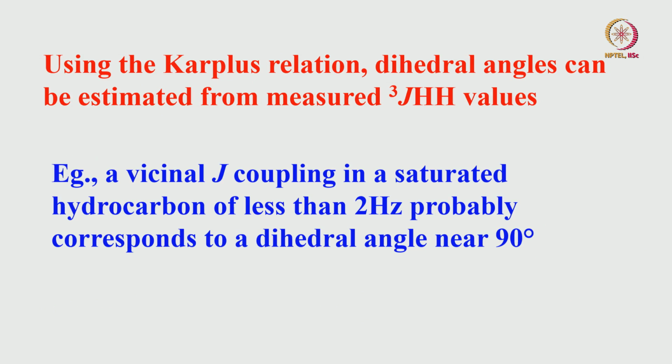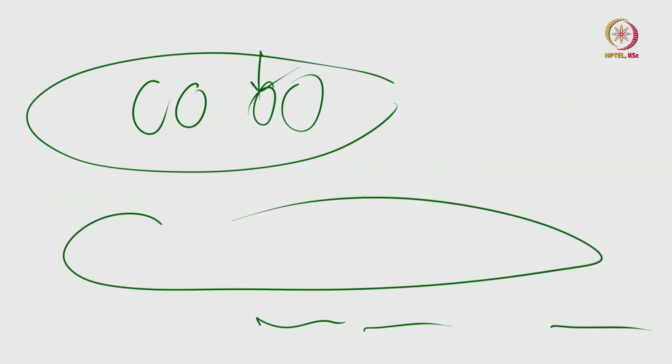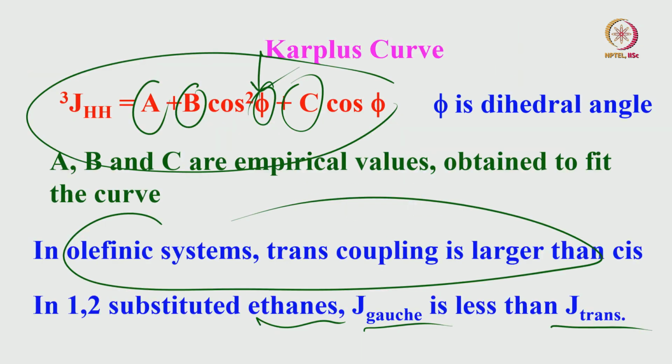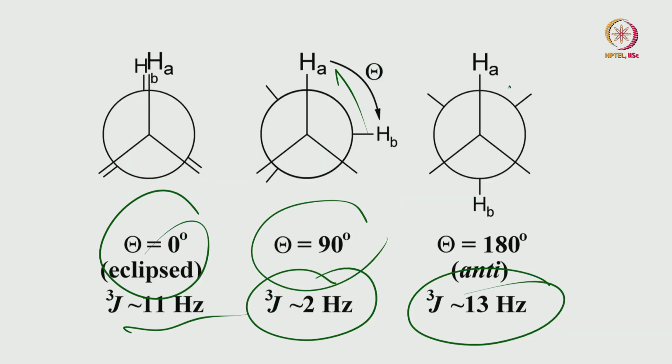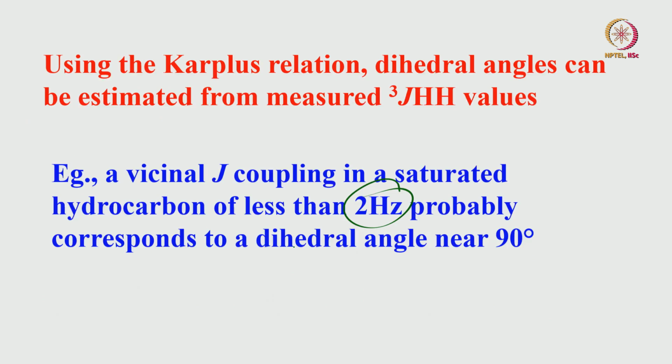If you take a saturated hydrocarbon, if the J coupling is less than 2 hertz, as I showed you here, approximately, that means the dihedral angle is 90 degrees. That is the idea. So, here also you can get the information. If J coupling is of the order of 2 hertz, then probably the dihedral angle between them is 90 degrees.